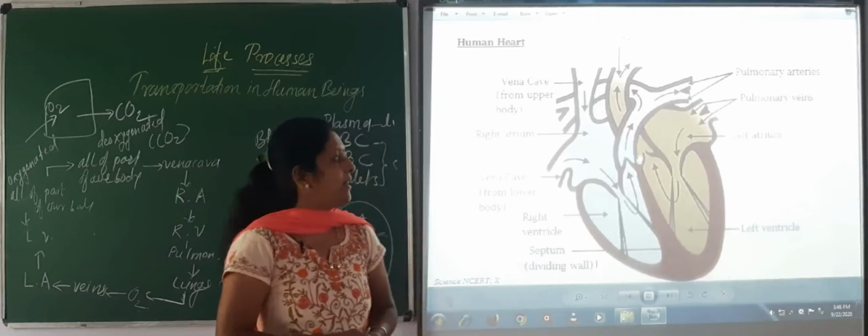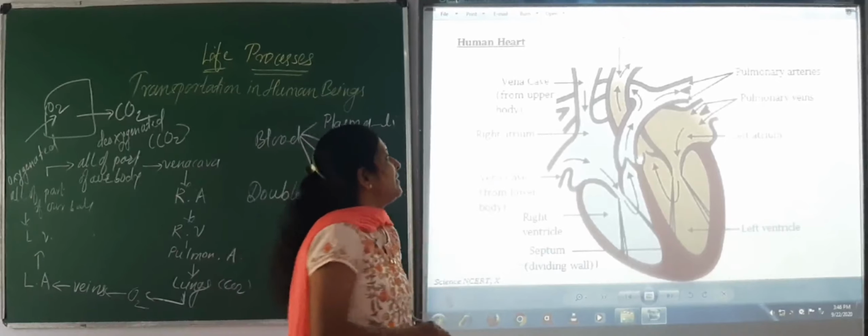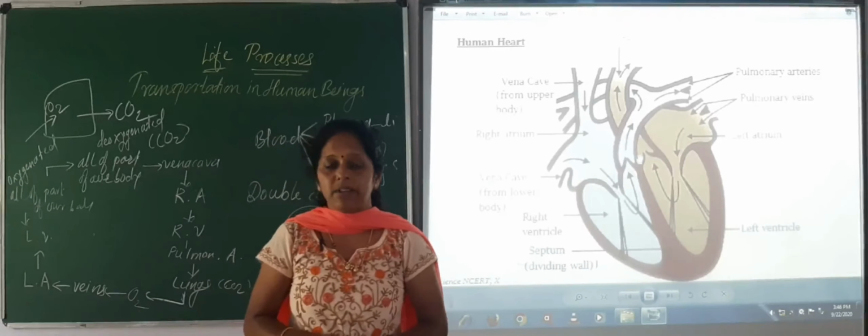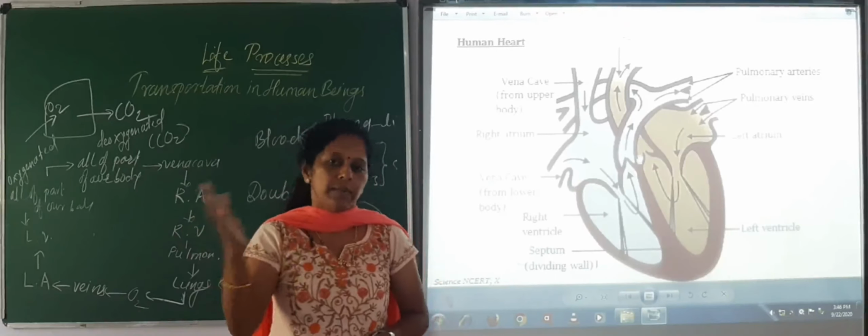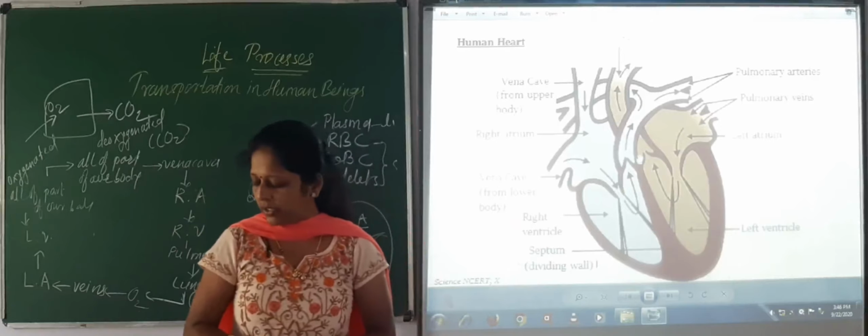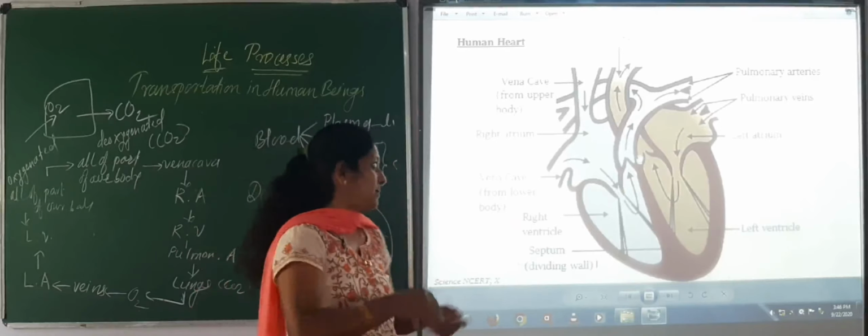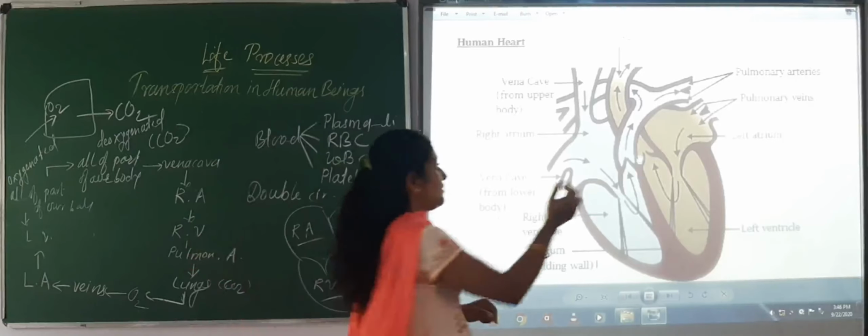They are not thick walled, they are thin walled, but veins have valves present that prevent the backflow of the blood. This ensures the blood flows in only one direction. Backflow of the blood is not taking place here.